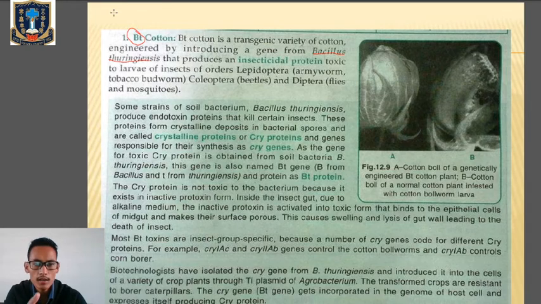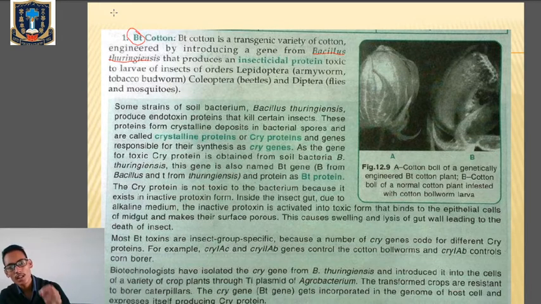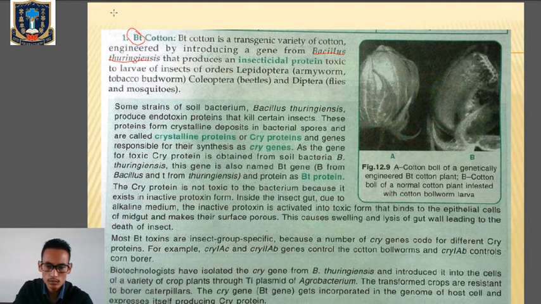This bacterium produces the insecticidal protein, and that insecticidal protein is toxic in nature and is mainly used to kill the larvae of insects. So let's go into details about this one. There are a few strains or subtypes of the bacterium Bacillus thuringiensis which produce the endotoxin.